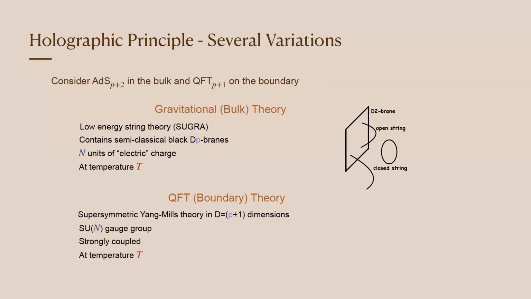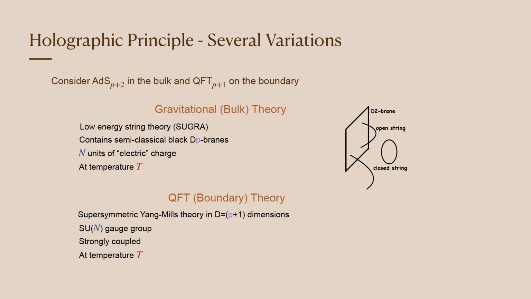Okay, now let's look at some specific cases. This is related to my research. So consider a variation of the holographic principle. Let's look at this particular space: AdS p+2 in the bulk, and QFTs in p+1 dimensions on the boundary. The gravitational theory is a low energy string theory, which is called supergravity. That is Einstein's GR plus some other things, like Fermi fields, etc.